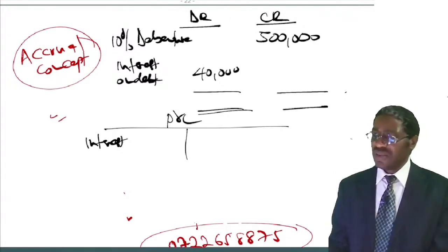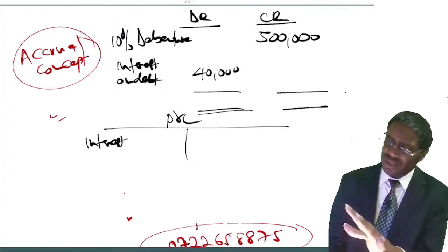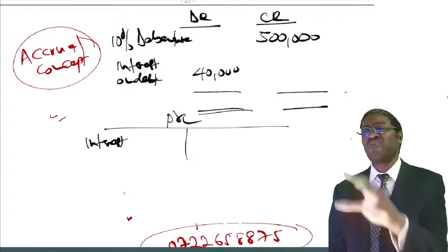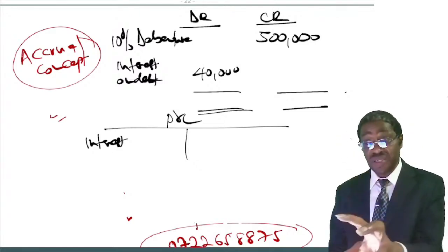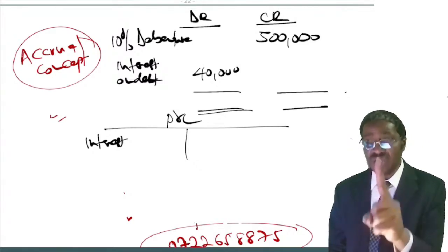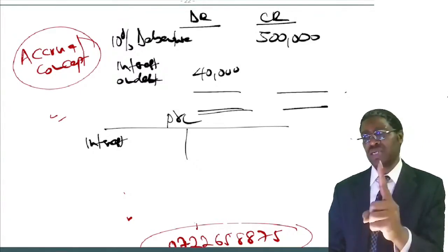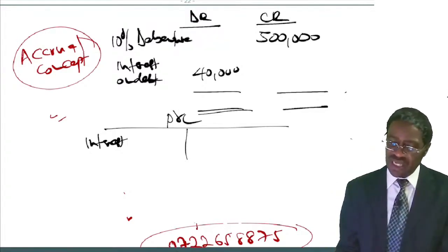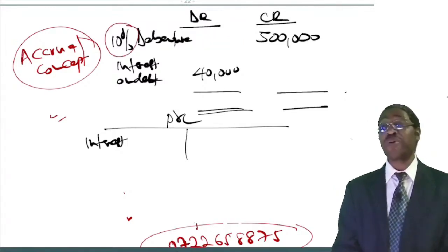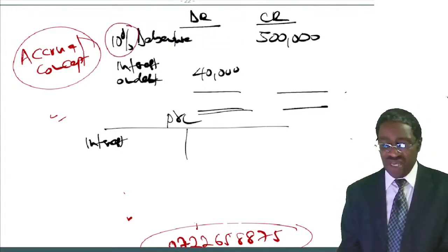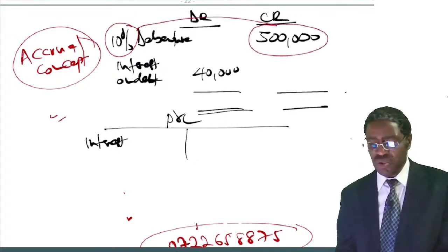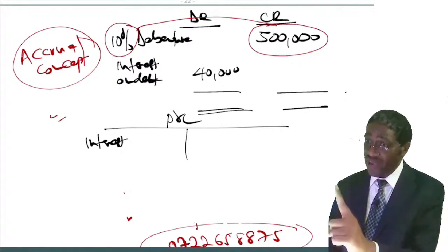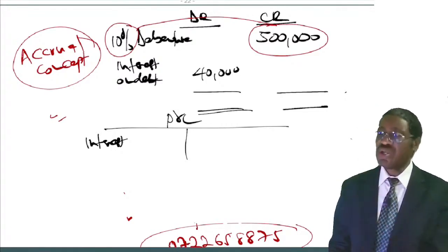Meaning, it does not matter, when you are doing the P&L account for the company, whether you have paid that expense or you have not paid it. You are supposed to recognize costs when it is incurred, but not when money is paid. For example, from this question, I can see the company had a 10% debenture. Every year, they are supposed to pay their debenture holders interest at 10%. So 10% of 500, that amounts to 50,000.